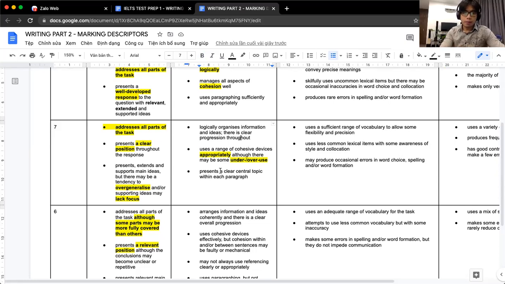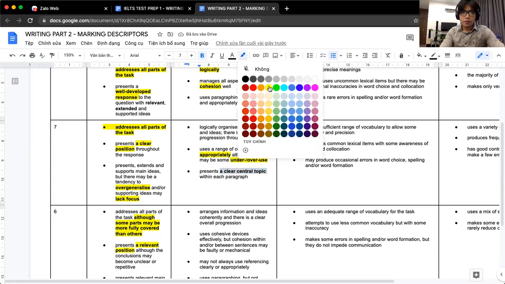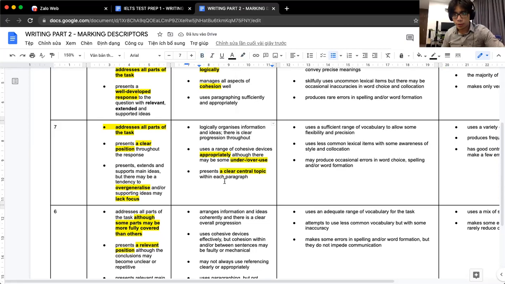And this is a very important one. You need a clear central topic. What does that mean? What is a clear central topic? Okay, so we're talking about paragraphing. So basically, what it means is that you have different paragraphs. Okay, and for one paragraph, we must see a purpose, a main theme. Like what are you trying to achieve after that paragraph? What is that?